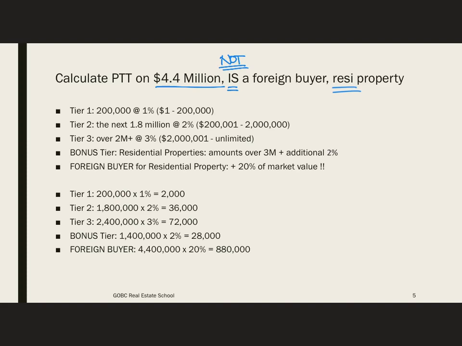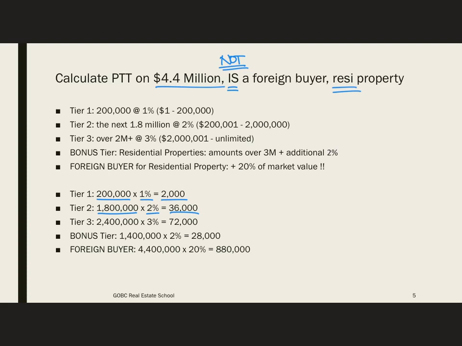So again, tier 1 is the first $200,000 at 1% for $2,000. Because we're well above $2 million, we have the full amount taxed in tier 2, so the remaining $1.8 million at 2% for an amount of $36,000.